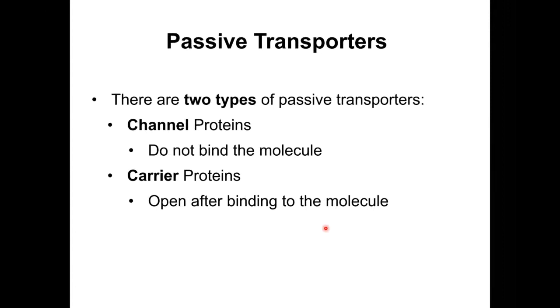Now, depending on the passive transporter, those proteins that help with the diffusion of molecules can be of two types. They can be referred to as channel proteins, which do not bind the molecule. They usually transfer ions, channel proteins, or water, for example, and carrier proteins. In this case, the carrier proteins, in order to move the molecule, have to bind it, and it's the binding of the molecule that causes the opening of the protein, allowing the diffusion from the area of high concentration to the area of low concentration.